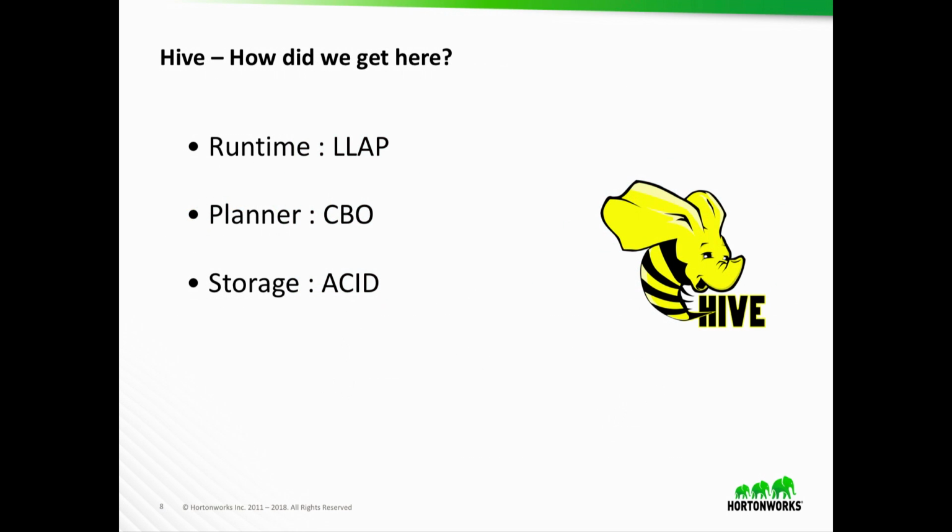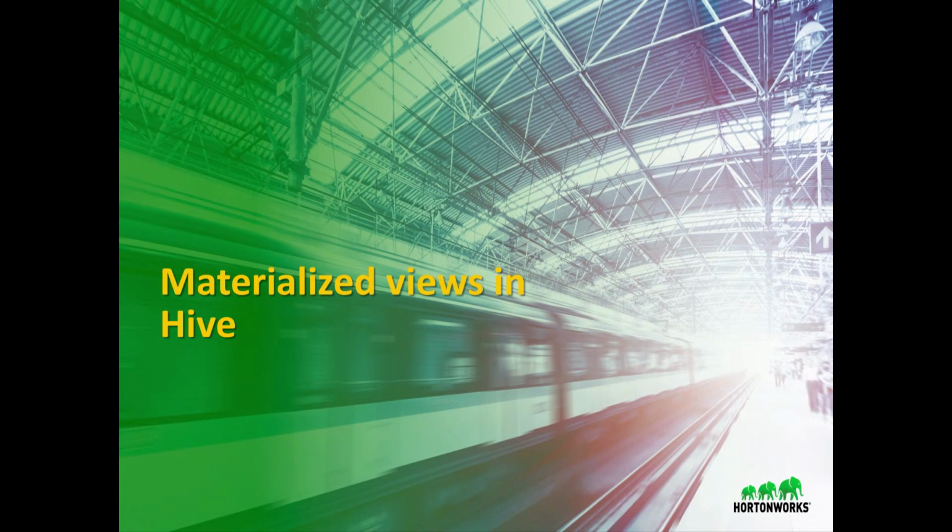So how did we get here? We have all these features. As I talked about, there are multiple different axes where we made progress. In the runtime, we have LLAP, of course, you know about that. I'm going to talk about these things a little bit more in the subsequent slides. But at the high level, there are three different components of the system. With the planner, we have a CBO, and on the storage side, improvements in ACID. So let me begin with the materialized views.